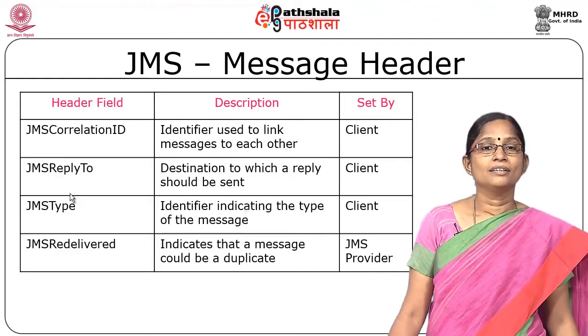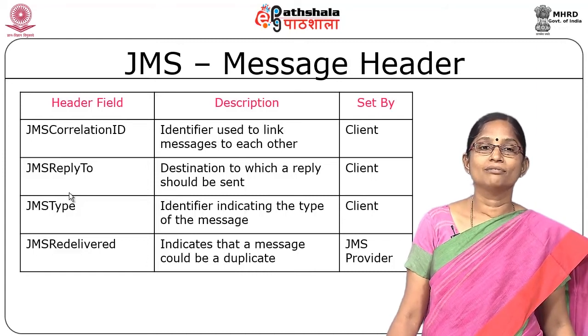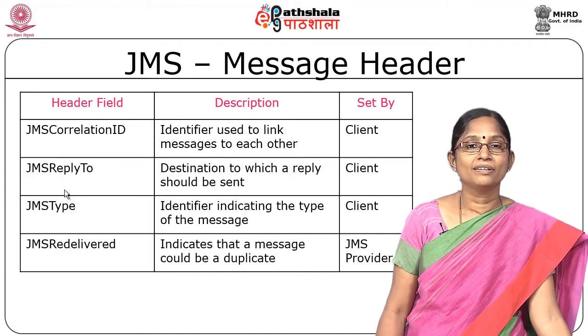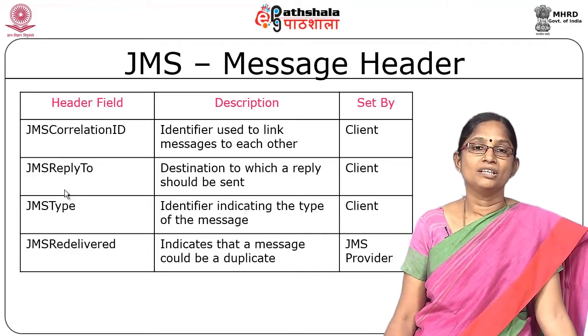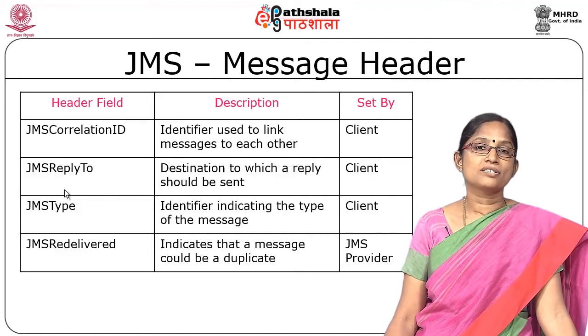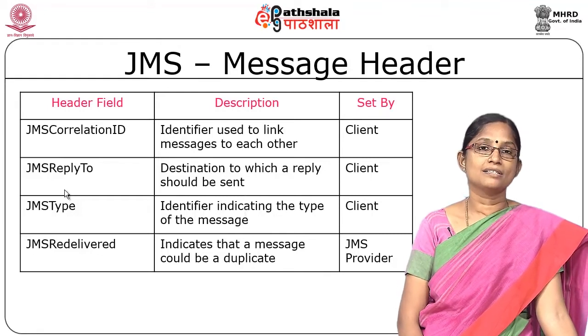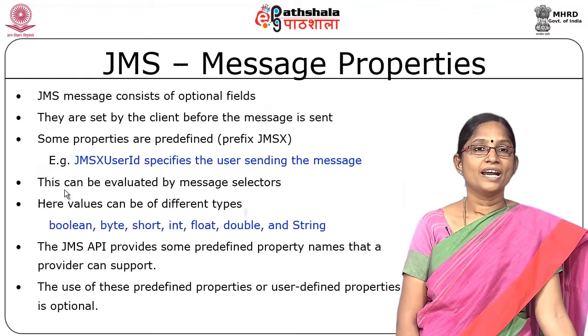Then type. The identifier indicates what type of message this is. Then JMS redelivered indicates whether a message could be a duplicate or not, and that is set using this header field. So, the first three header fields are set by the client, whereas the last one is set by the JMS provider. This is about the JMS message header.